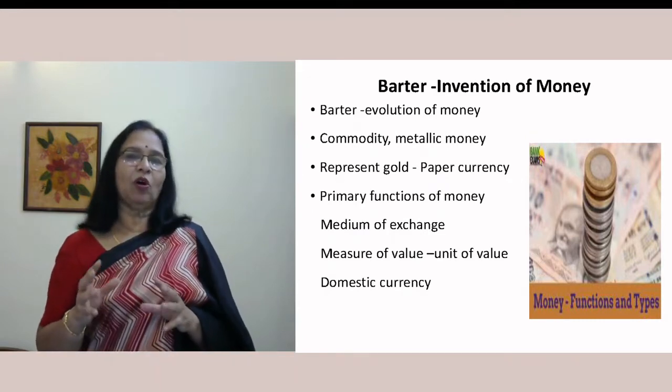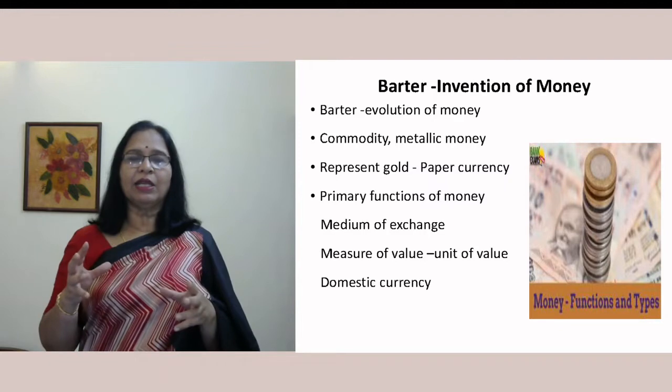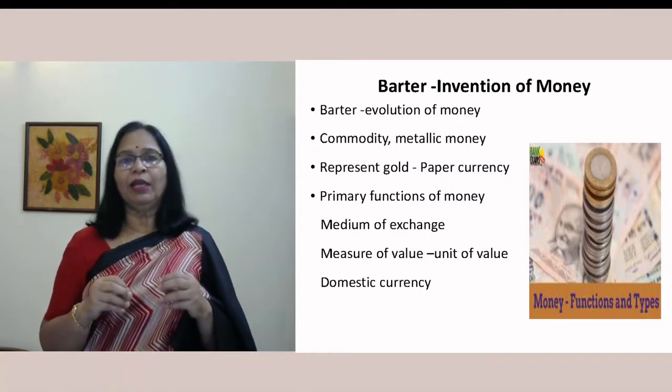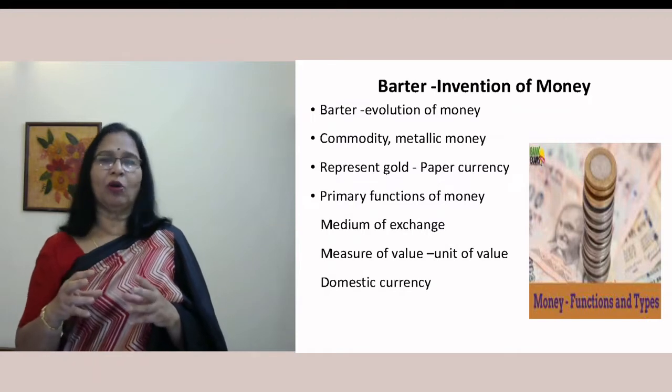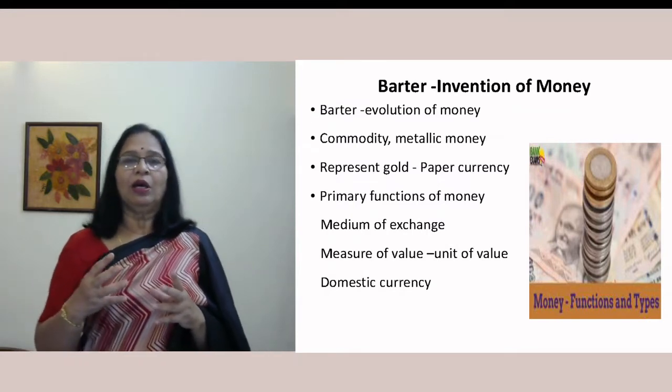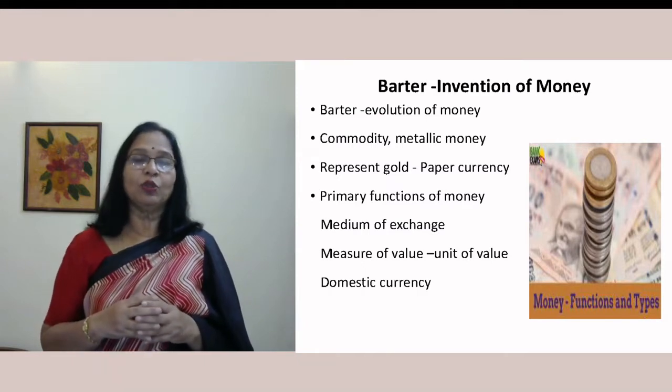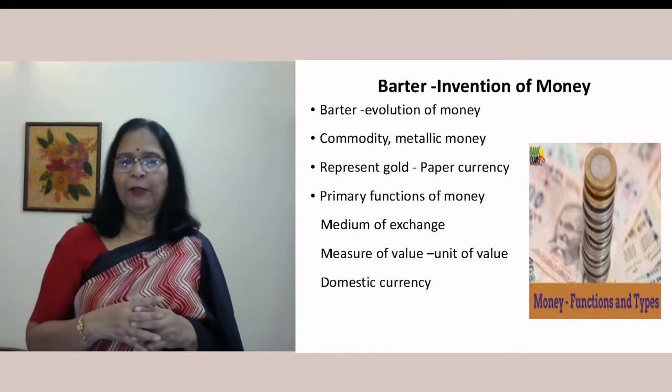So there were problems of these kinds of metals, and thus we have metals of lesser value in between, like copper and bronze and aluminum, which were used. Aluminum came in much later. So these kinds of currency, these kinds of coins were also used as money.